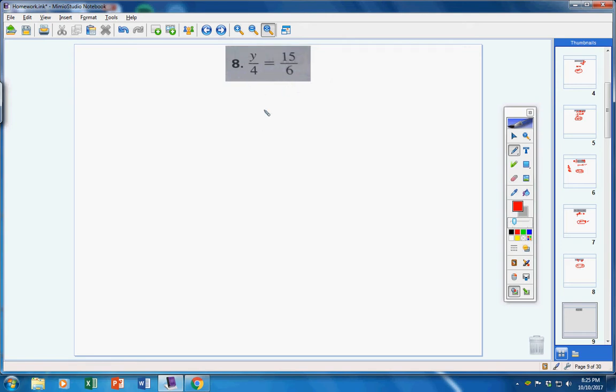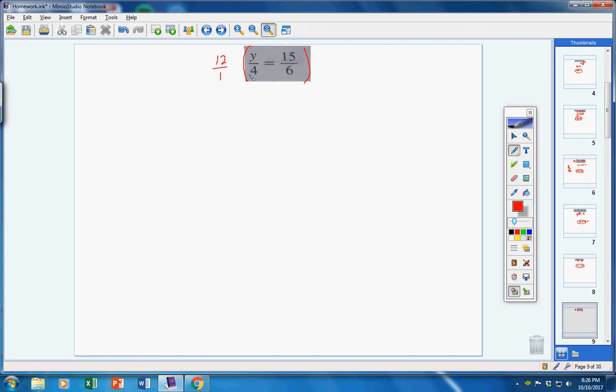First, simplify both sides. Next, eliminate fractions. Now, I have a denominator of 4 and a denominator of 6. If I was trying to find a common denominator, and I'm not, but if I was, what's a common denominator for 4 and 6? 12. So I'm going to multiply this equation by 12 to get rid of my fractions.